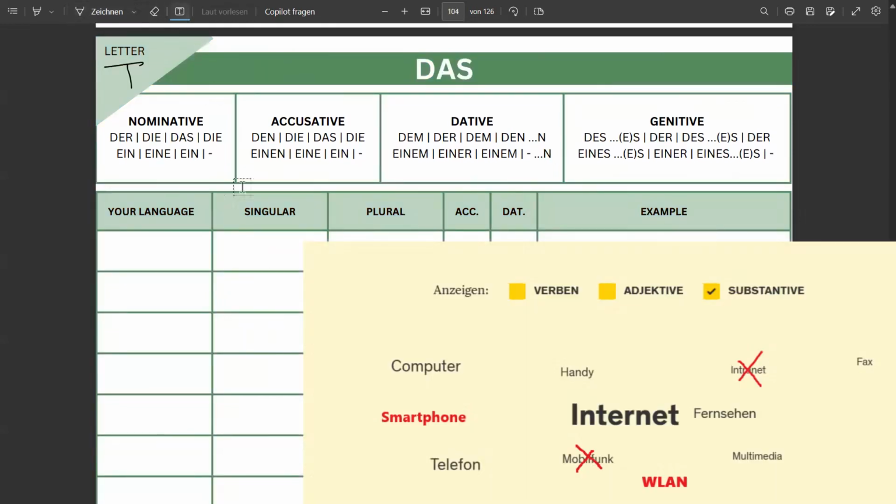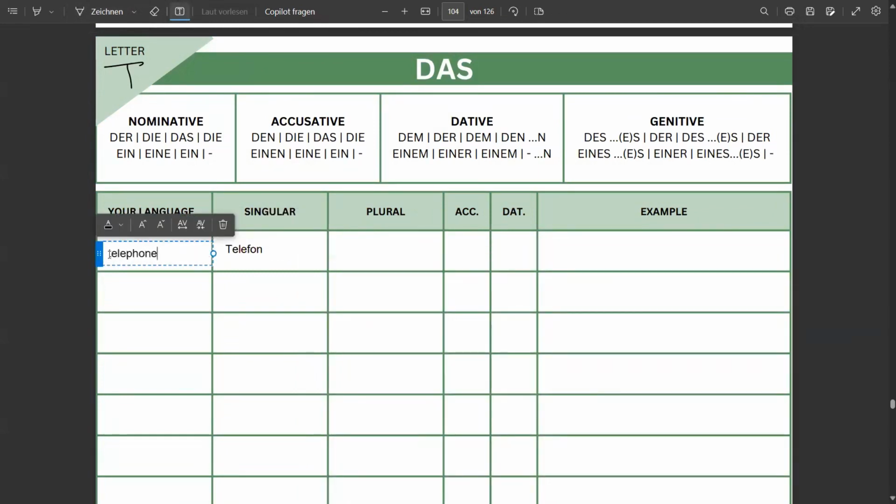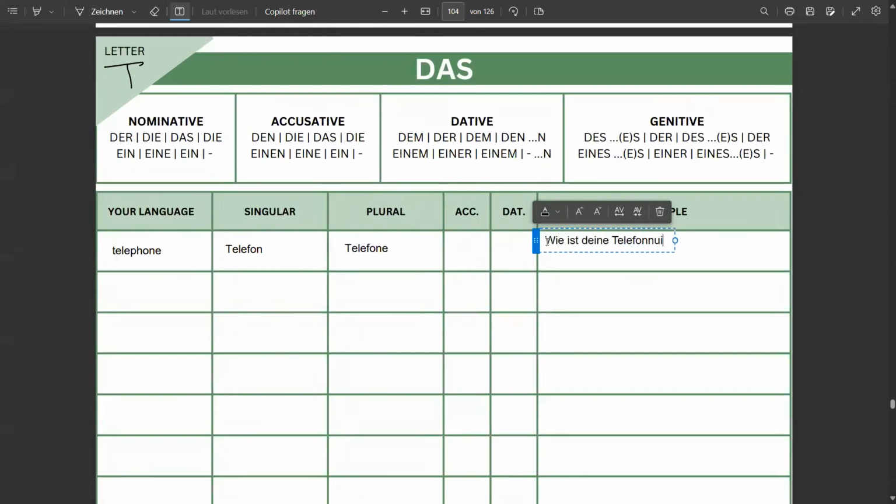Okay, next one is neutral again. It's Telefon. Of course, it means the telephone. And we have a plural, which is Telefone. So ein Telefon, zwei Telefone. Super easy vocabulary, even A1, I think, of course. One of the first things we know how to ask, "Wie ist deine Telefonnummer?" What's your phone number?